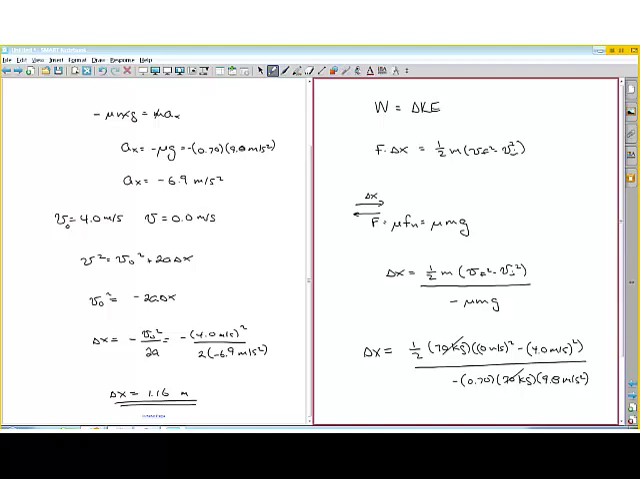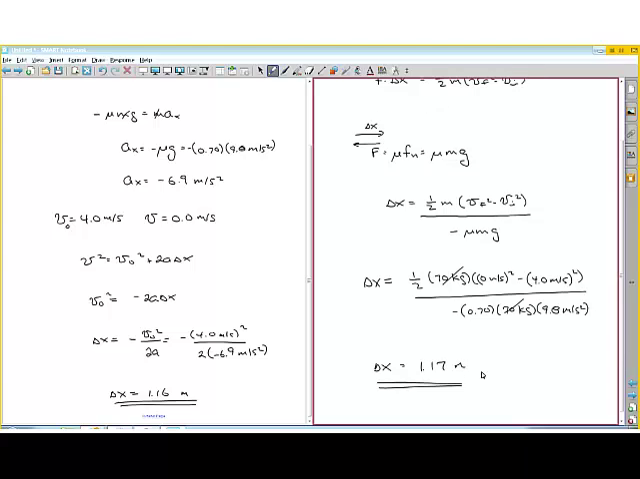Substitute in for f. Cancel the m's out, which I guess I could have done before I plugged anything in. And we plug it in, we get the same answer. And that happens a lot. There are cases where, in this case, it's a little easier using energy, but it's not a lot easier. It gives us the same answer.